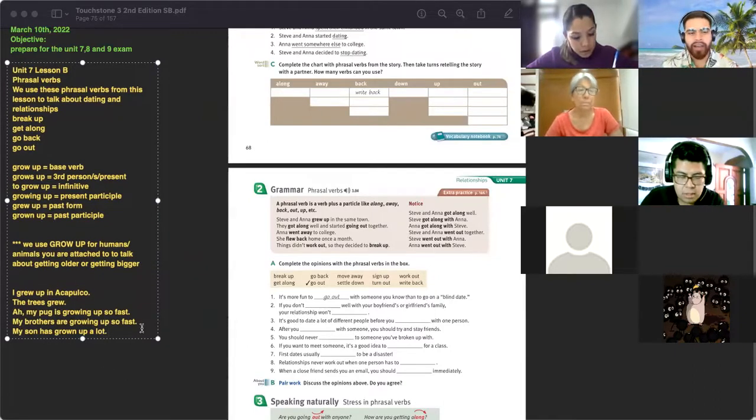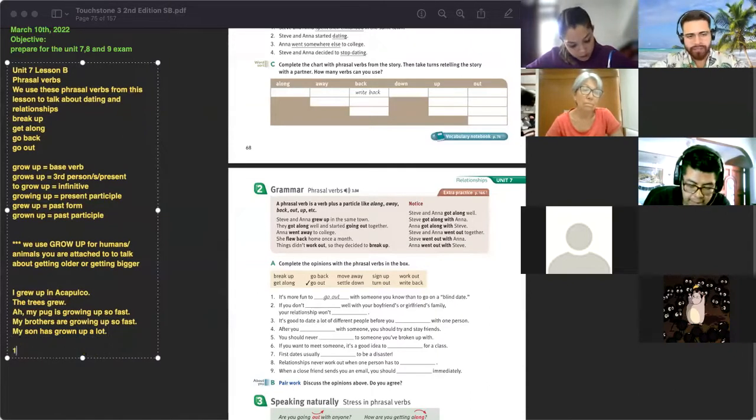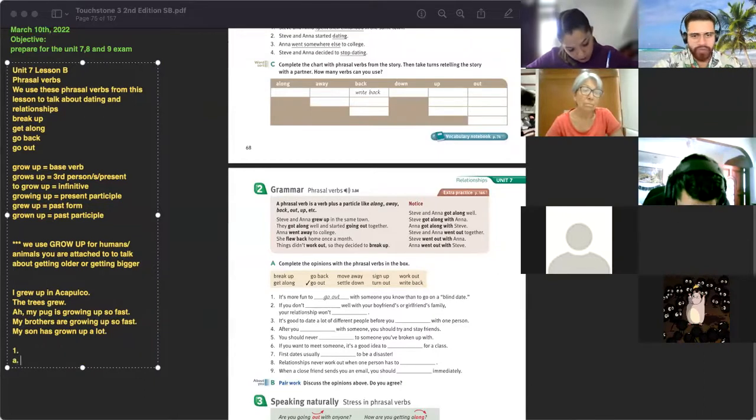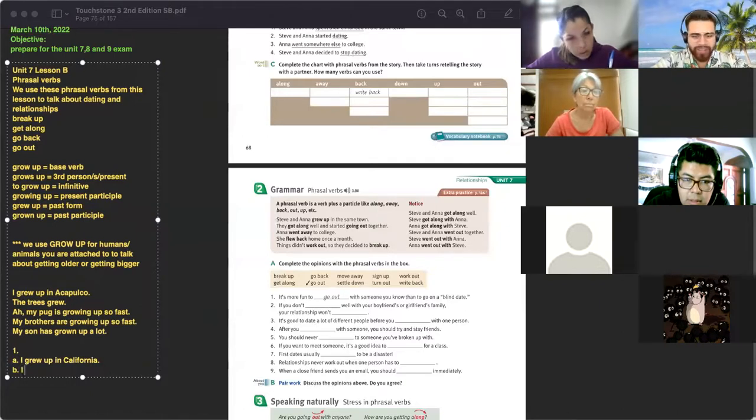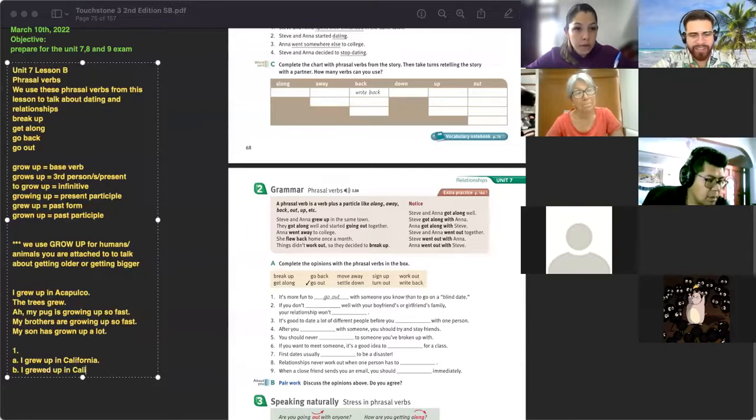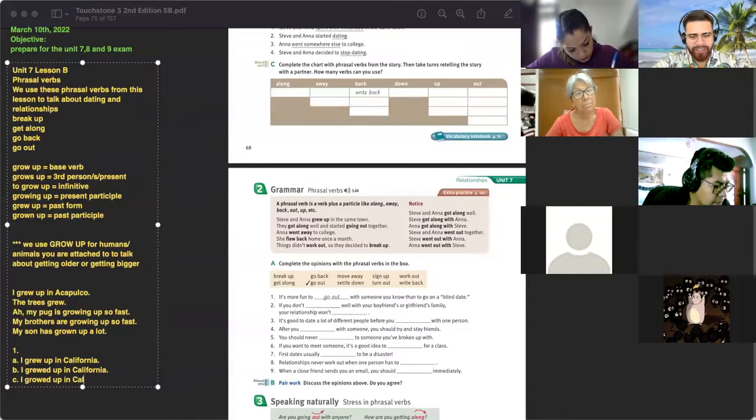On the test, you're going to have a question on "grow up." It's going to be like this. You're going to have to choose the correct sentence. I'm going to write, everything is really easy because I explained it to you. But if I hadn't explained it to you, it would have been hard. Viviana, what's the correct answer?